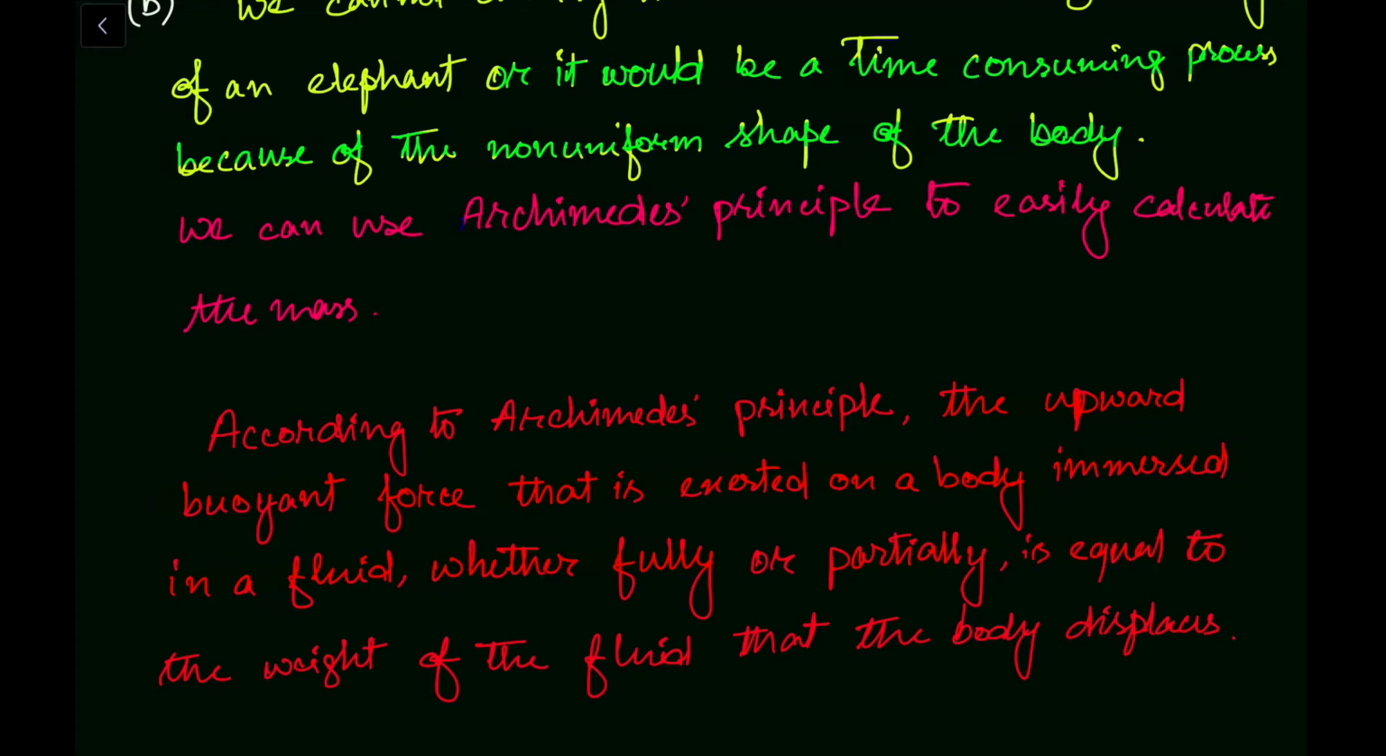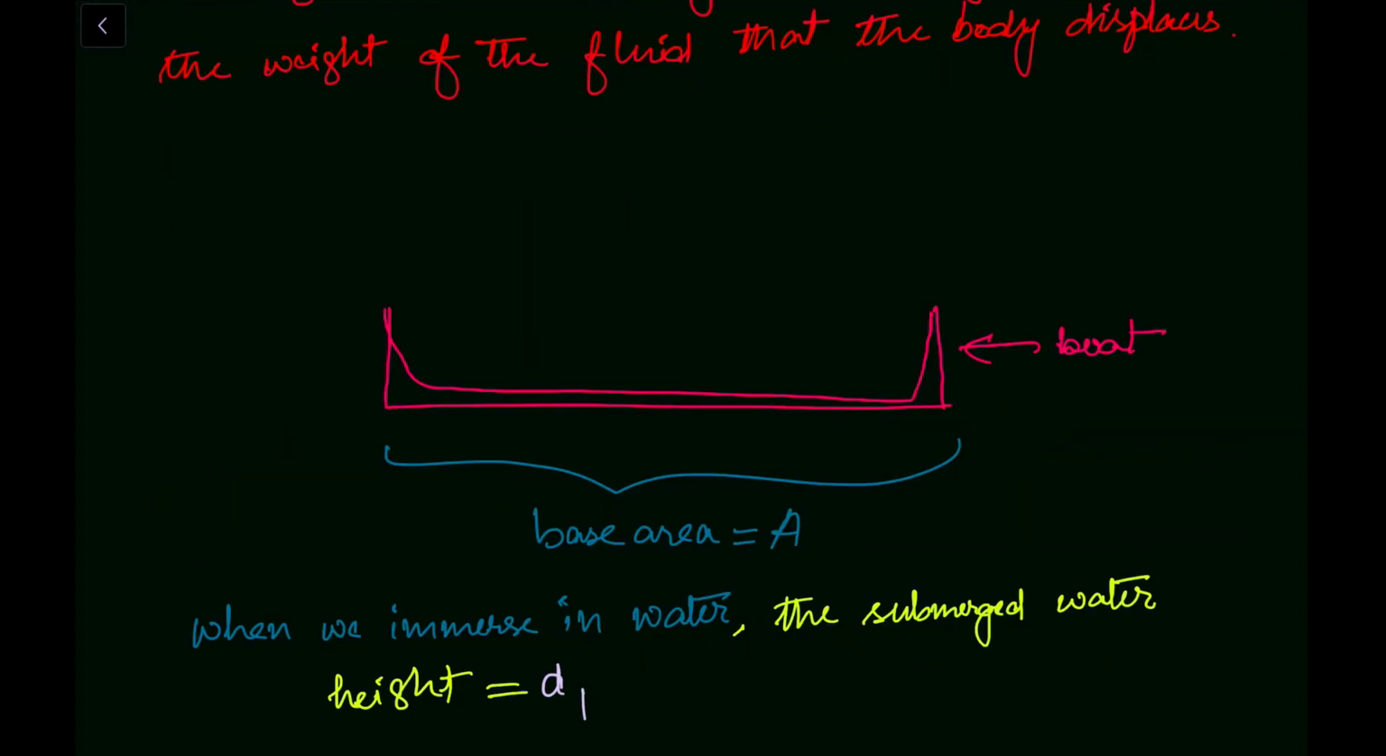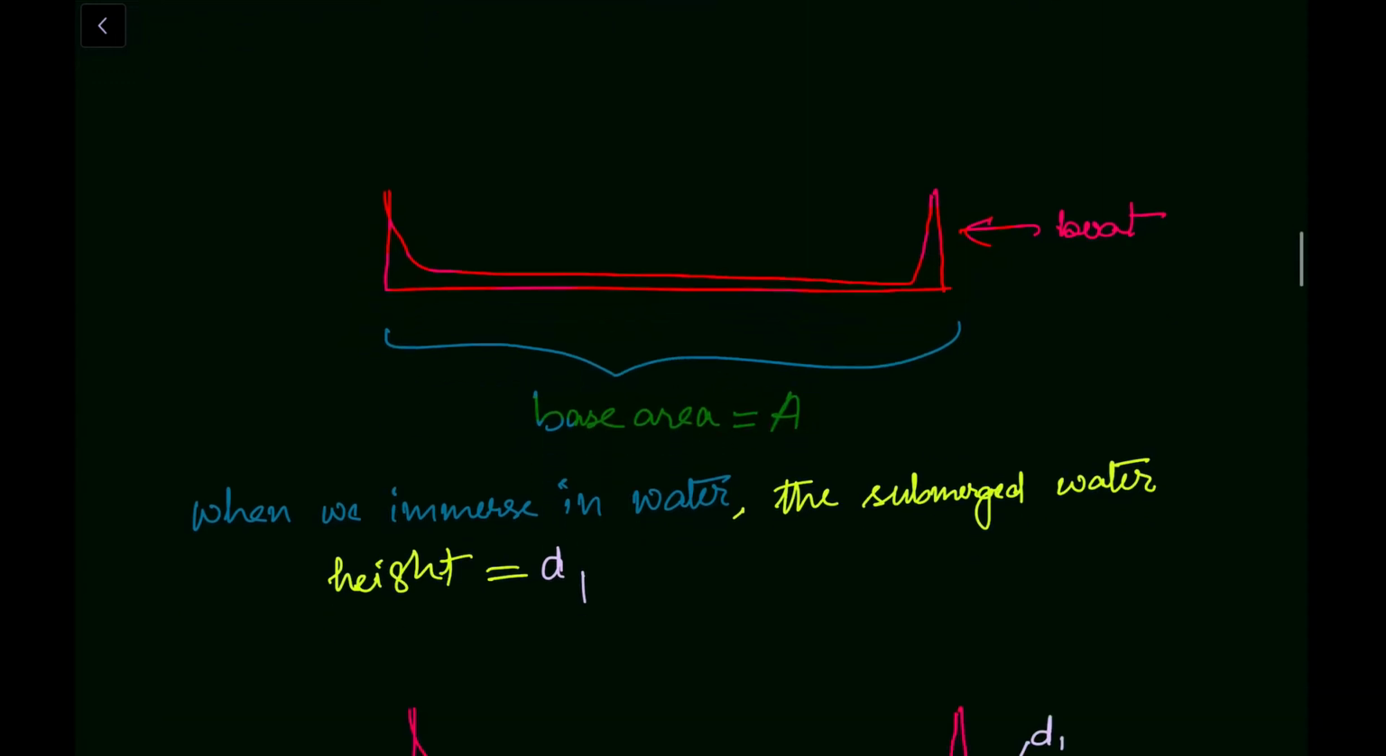This is equal to the weight of the fluid that the body displaces. Let us consider one boat. This is the boat structure. Suppose the base area is capital A, which we have assumed. Now when we immerse it in water, the submerged depth is, suppose, D1.